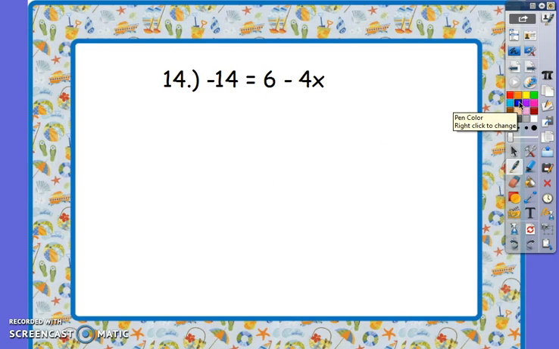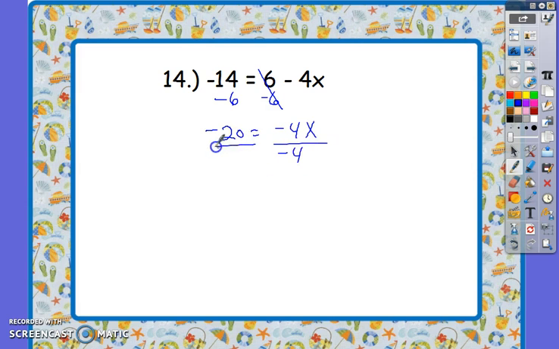Number 14. We want to isolate our variable. The 6 is positive, so we are going to remove the 6 by subtracting 6 from both sides. Minus 14 plus minus 6 is negative 20. 6 minus 6 is 0, so we have a minus 4x. We want to isolate our variable, so we are going to divide by -4. You will divide by whatever the variable is being multiplied by, so -4 divided by -4 cancels out to 1, so you have x. -20 divided by -4 is 5, so the answer is 5 equals x.